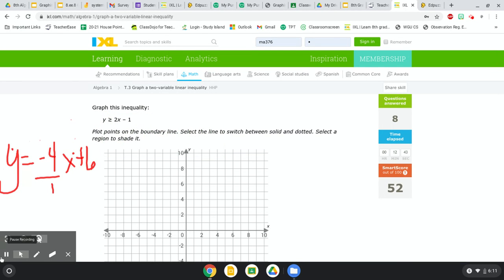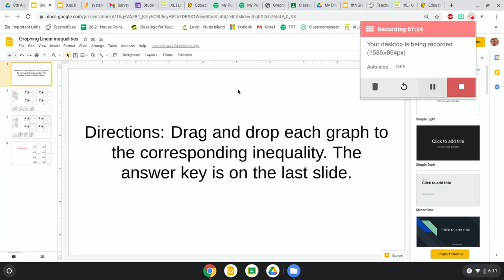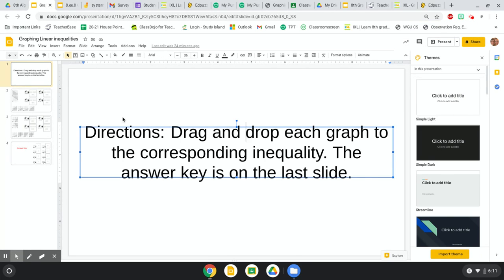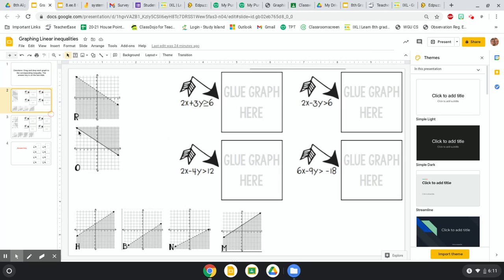Okay. One last example problem. I'll go to your activity real quick. All right, so it tells you to drag and drop each graph with the corresponding inequality. So in this case, if I look at this inequality, it is not already in a slope-intercept type of form. So I'm going to have to solve for y first in order to graph that line. So I'm going to write over some things.